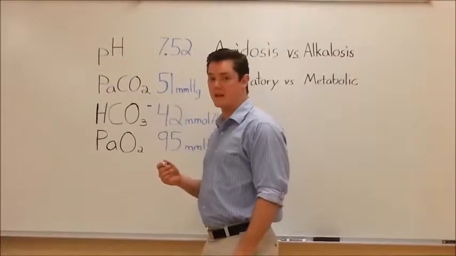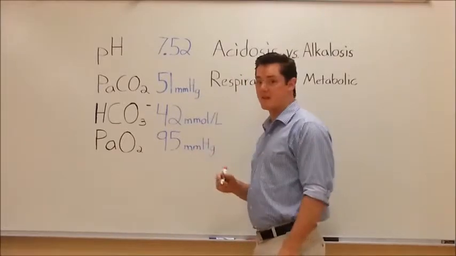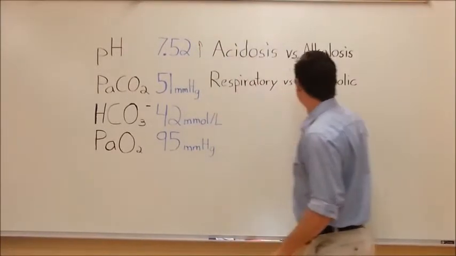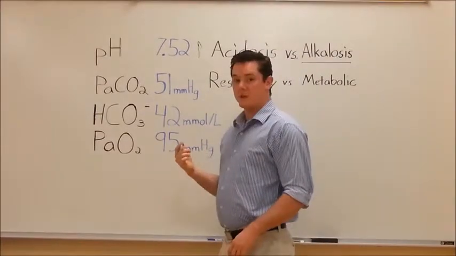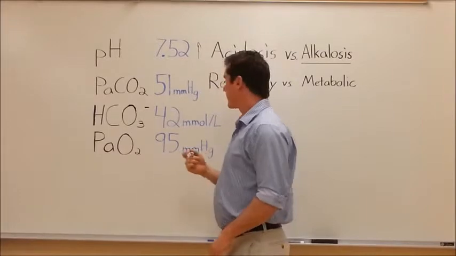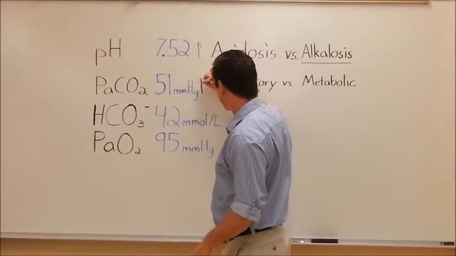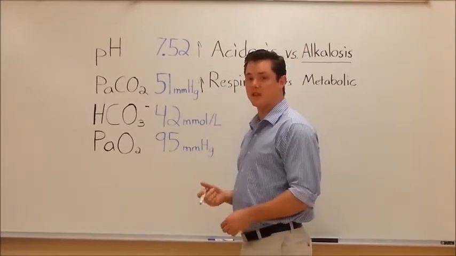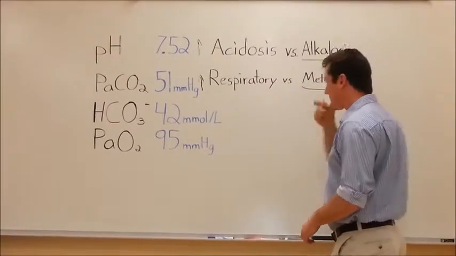So for our first example, we start by looking at pH. So since we're above 7.4, we know that we're high and that we're in an alkalytic state. Next, we're going to look at our carbon dioxide. This also is high. So now, since these arrows are going in the same direction, that tells us that we have a metabolic condition.